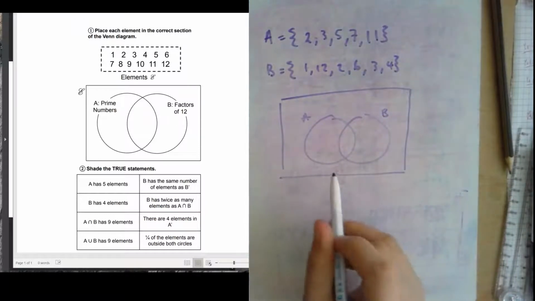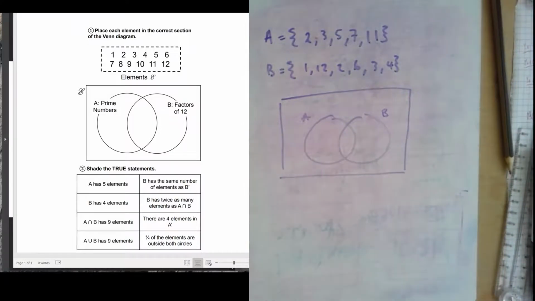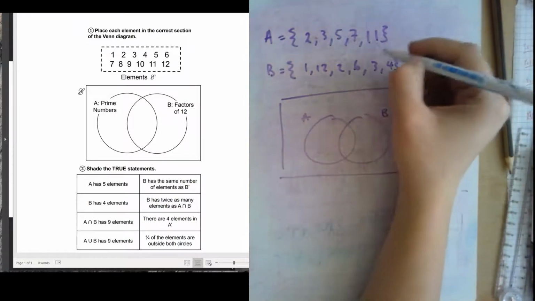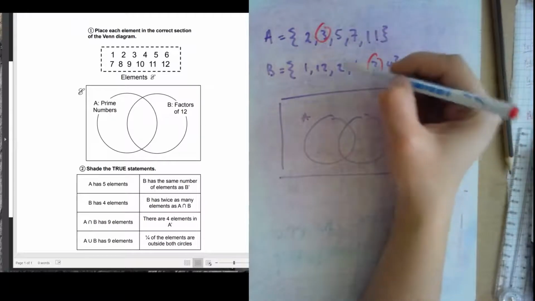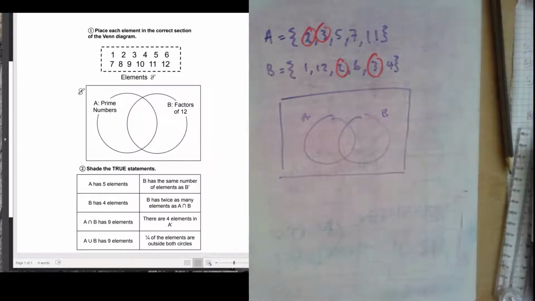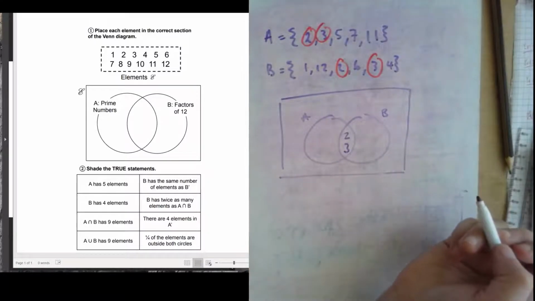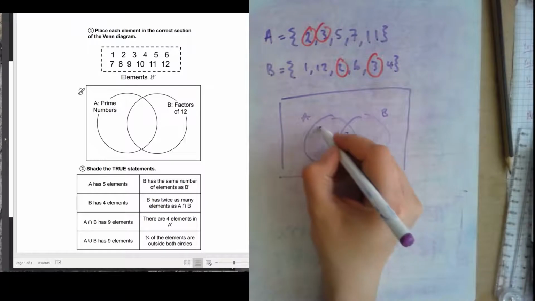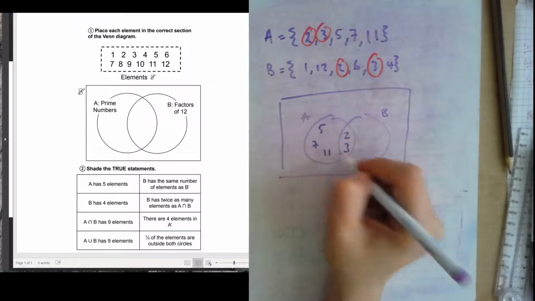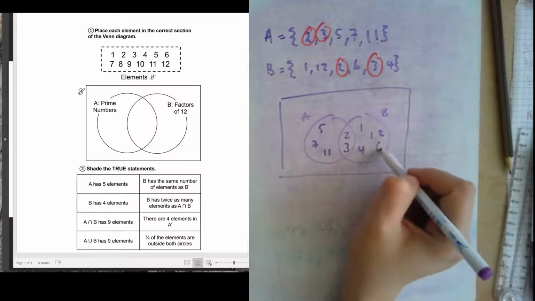So with this one, let's pop these into here. First of all, do I have anything that is both in the top and the bottom? So I've got that 3 right there. I've got the 2, and I don't have anything else. So the 2 and the 3 are going to be in here. And then the rest of A is here. So I've got 5, 7, 11. And then on this side, I've got 1, 12, 4, and 6.